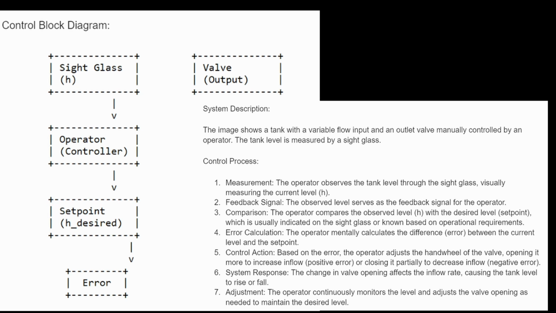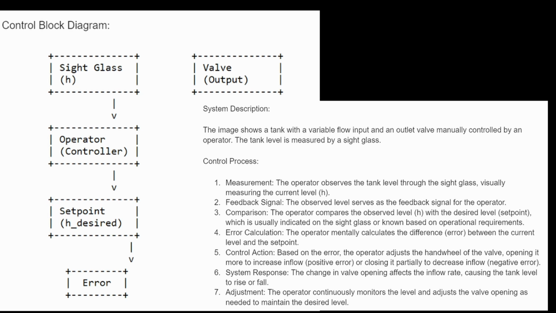3. Comparison. The operator compares the observed level, H, with the desired level, set point, which is usually indicated on the sight glass or known based on operational requirements. 4. Error calculation. The operator mentally calculates the difference, error, between the current level and the set point. 5. Control action. Based on the error, the operator adjusts the hand wheel of the valve, opening it more to increase inflow, positive error, or closing it partially to decrease inflow, negative error.